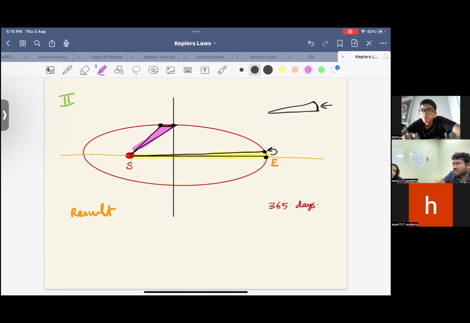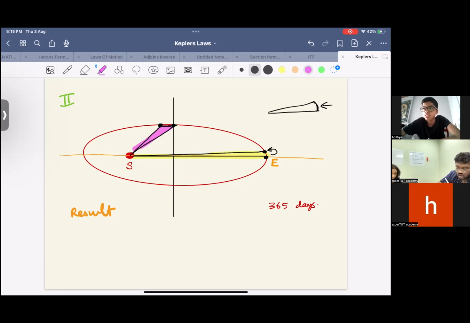Basically, area of a triangle is half into base into height, right? Do you agree that the heights of the two triangles are drastically different? Approximately the yellow triangle is double the height of the pink triangle, right? So if the area is the same, what should be the relative length of their bases? The pink base should be doubled. Very good.